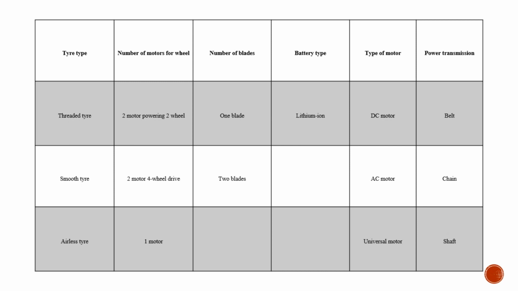For the battery type, we have lithium-ion battery only. For the type of motor we use in our design, we have DC motor, AC motor, and also universal motor. Lastly, we have power transmission with the choice of belt, chain, and also shaft.